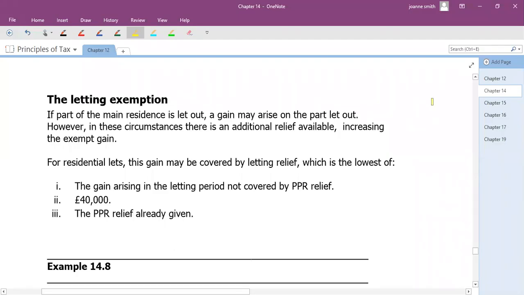So the last area we're going to look at for main residence is the letting exemption. This is where you've not lived in your property and you're renting it out. Remember, this is different to rent a room. Rent a room is when you still live there and you rent out a room, so that comes under property income. This is where you've had your property, you've decided that you're not going to live there and you're going to let somebody else live in it.